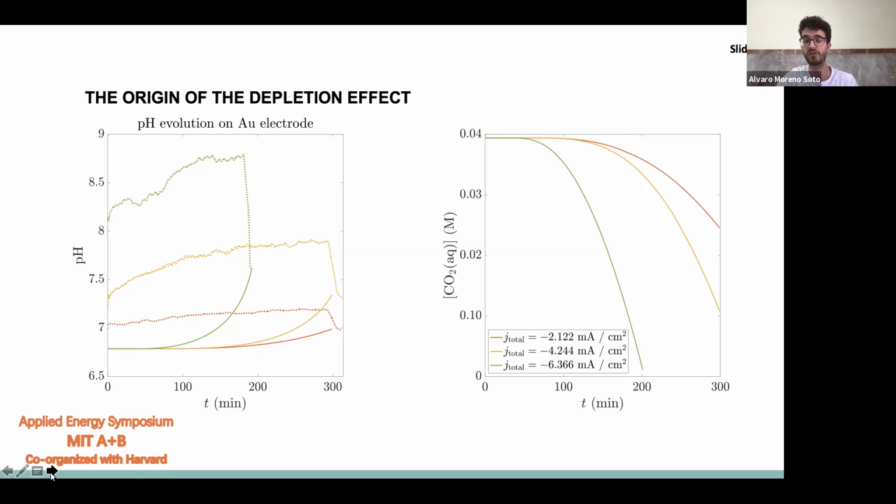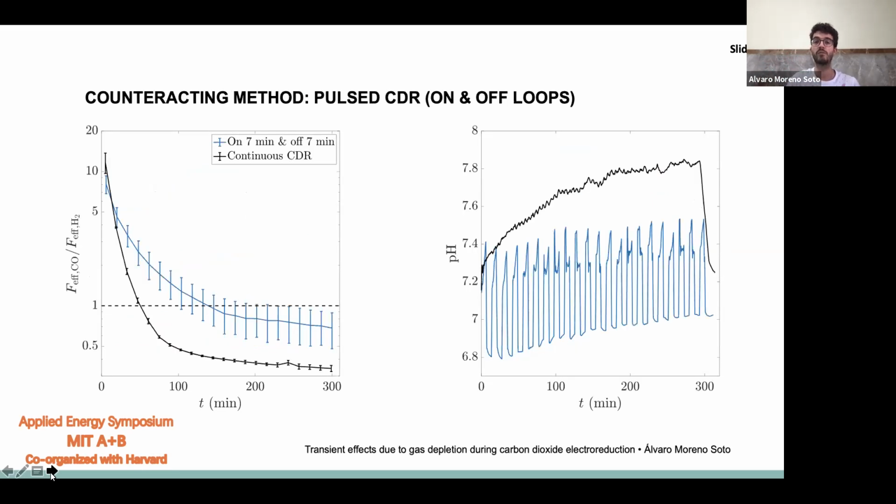So what's the way to counteract this? For that, we're going to do pulse CDR, pulse electrochemical reduction of CO2. That means that we're going to turn the system on and off, and we're going to let it rest for a certain amount of time. So as you can see in the black curve, this is the continuous CDR reaction. And in blue, you see what happens when we turn it on and off for 7 minutes.